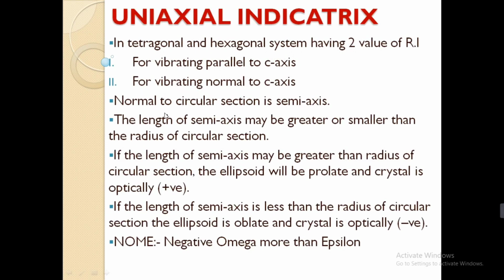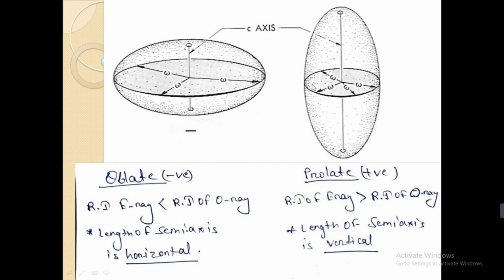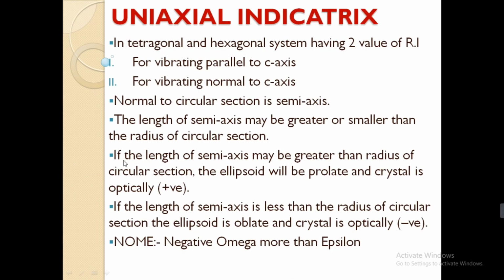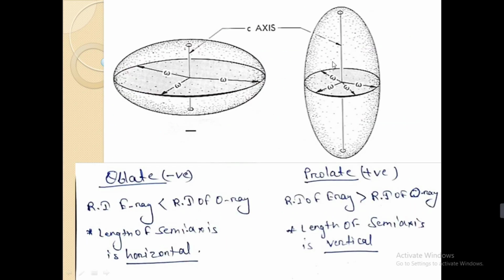The normal to the circular section is called the semi-axis. The length of the semi-axis may be greater or smaller than the radius of the circular section. We can see here that the length of the semi-axis is greater than the radius of the circular section. If the length of the semi-axis is greater than the radius of the circular section, the ellipsoid will be prolate and the crystal is optically positive. In this case, it is prolate and positive.